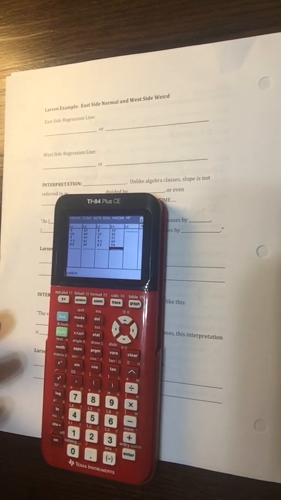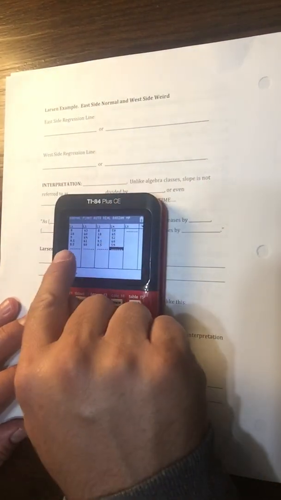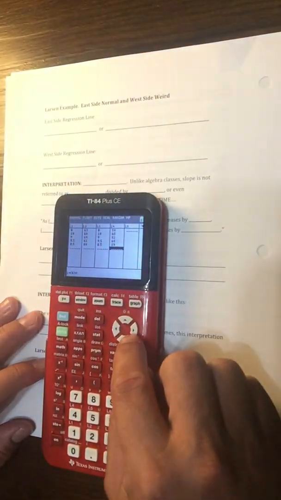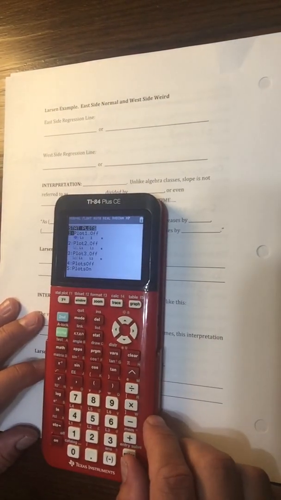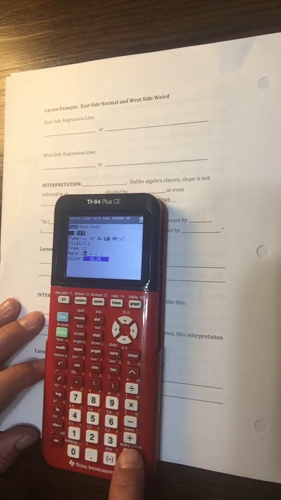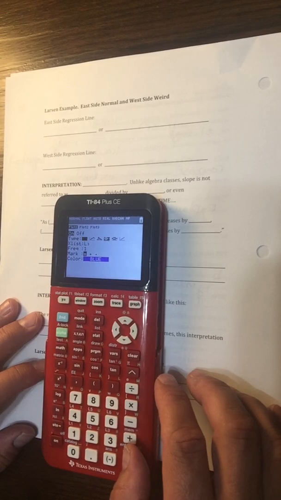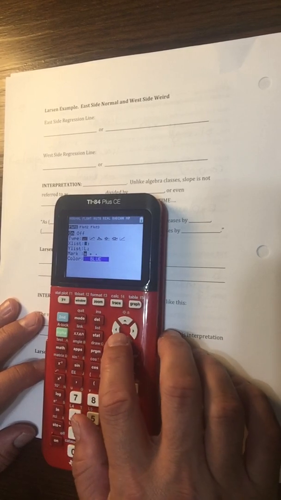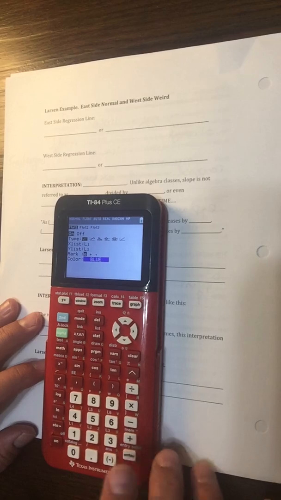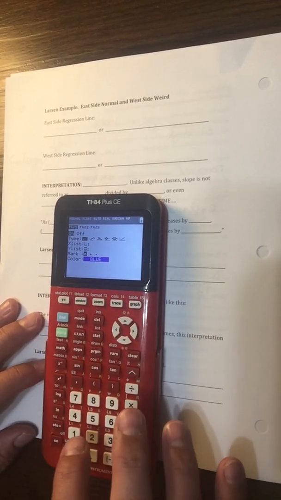I could look at the scatter plots again. I can tell you want to look at the scatter. Okay, we'll look at the scatter plot. So this first one is for L1 and L2, and that's for the normal people. I go second and y equals. I hit enter to turn the plot on. Now I'm going to go to the scatter plot, which is the first one. I'm going to hit enter, and I want my x list to be list 1, and I want my y list to be list 2.